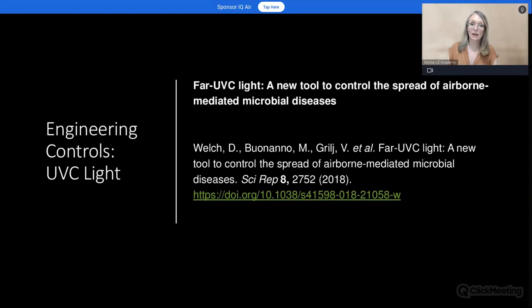Now, I worked on a presentation last year with a UVC robot company here. They have robots that they've developed that roam hospital halls, and they send them into hospital rooms after the patients have been discharged, which are very effective for Clostridium difficile and MRSA and so forth.